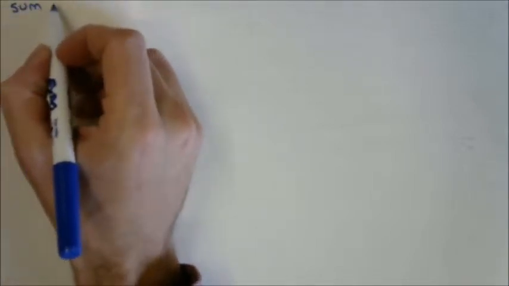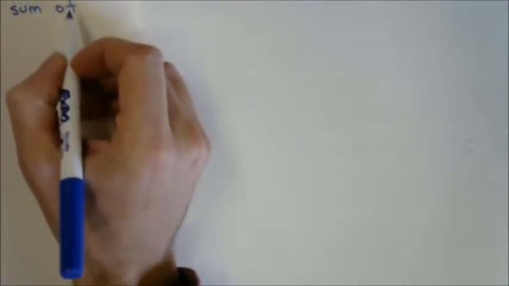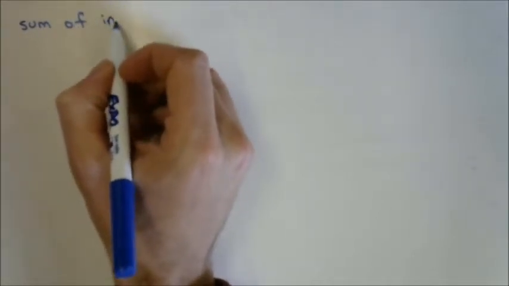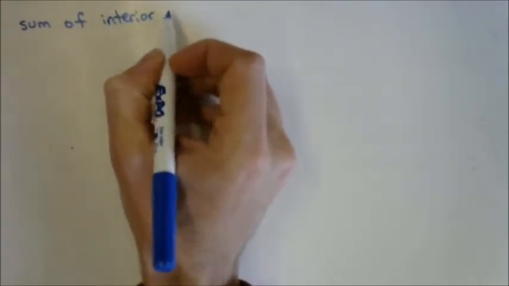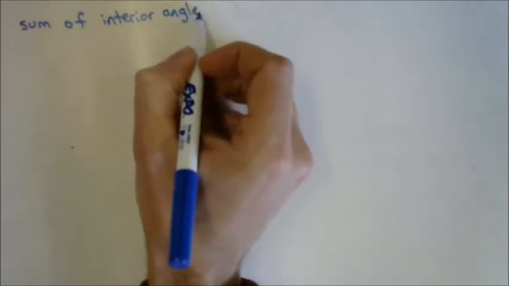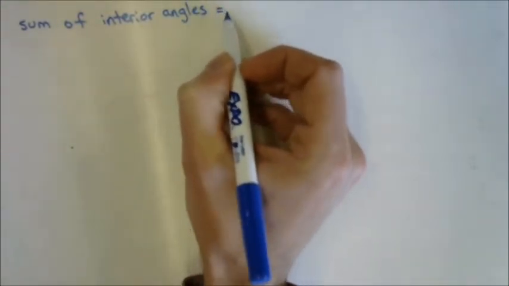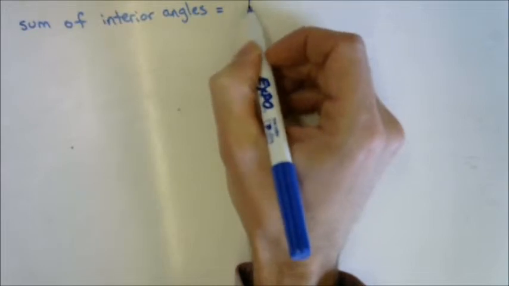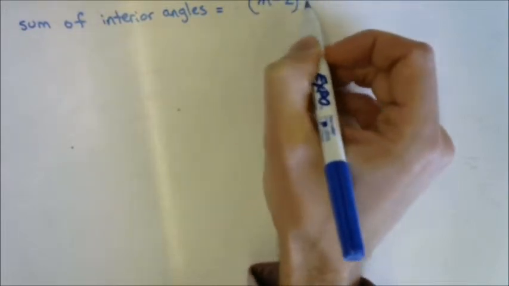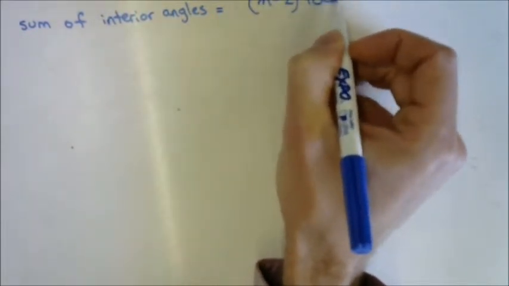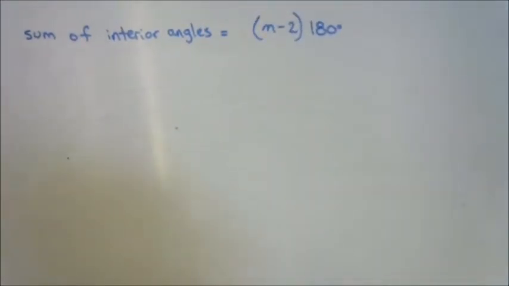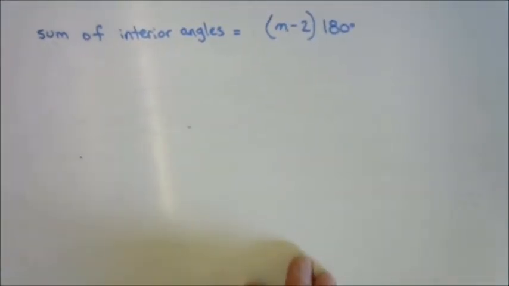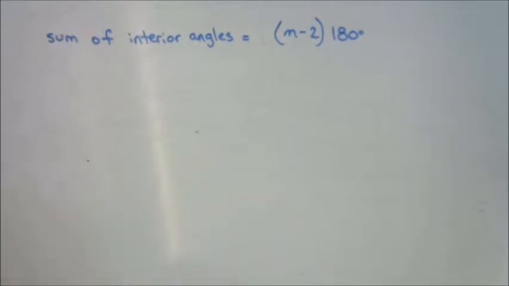Excellent. I'm going to write each step, nice and clearly. You're going to do this as well so that you have it in your notes and it goes into your brain. Sum of interior angles is, and I'm going to write it the way we did. N minus 2 times 180.